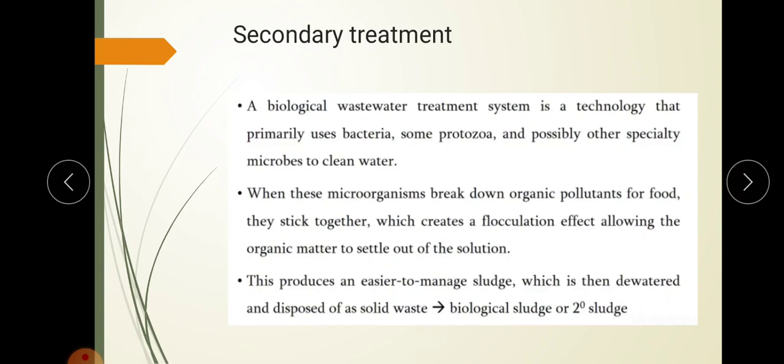Okay, that is, these microorganisms will break down the organic pollutants, and these microorganisms will stick together, and finally it will create flocculation, and this flocculation effect will allow the organic matter to settle out of the solution. That is the process taking place in secondary treatment or biological treatment, and this will produce an easier to manage sludge. This will produce sludge as the waste, which is then dewatered and disposed of as solid waste. Okay, that is, this is known as biological sludge or secondary sludge. That is, the product of this secondary treatment is known as biological sludge or secondary sludge.